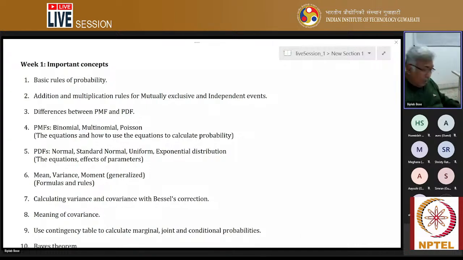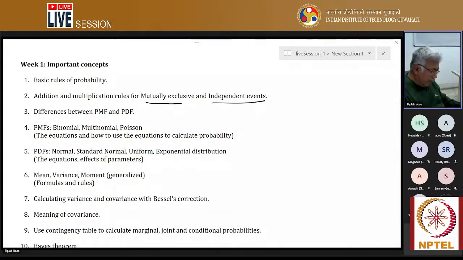Then there is the idea of mutually exclusive and independent events. We have explained this in the video. Remember that you have to understand these things. What is independent? What is mutually exclusive? And when events are independent, how the probabilities are calculated. In mutually exclusive events, what happens to the probability? All these things are in the lecture.